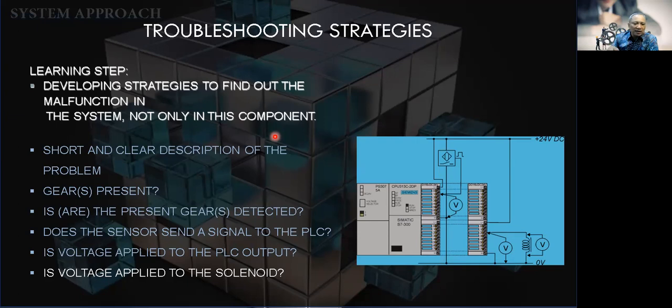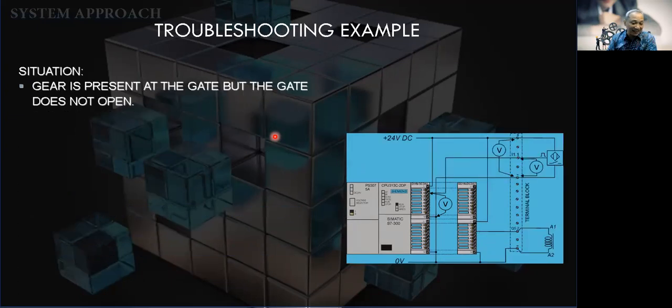But the gear is there, so probably the problem is with the sensor. Oh, the sensor is okay. Then probably the signal going to the PLC has stopped, the cable is broken, and so on. Is there any voltage? Yeah. Or probably everything is there, but we send the signal to the solenoid and it doesn't reach the solenoid. Could be the case. Yeah.